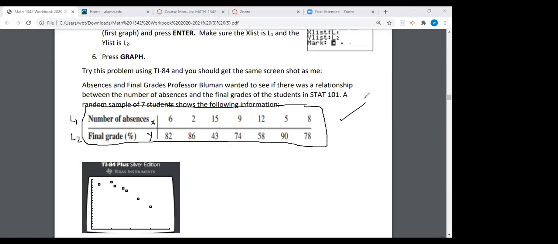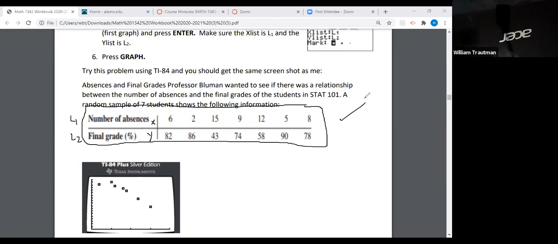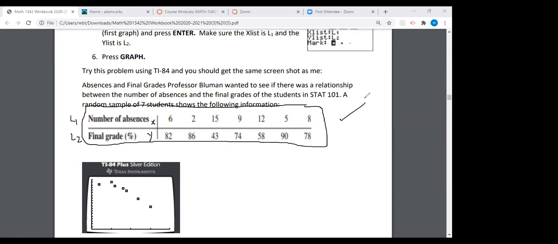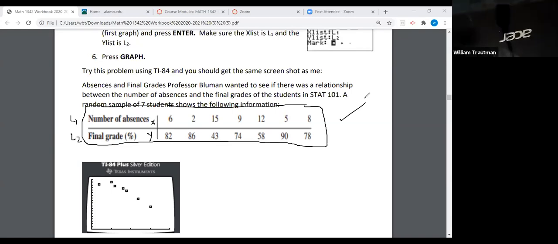Sir, after we clear the list, do we go to stat plot 1? Well, after you clear the list, then just go to stat number 1, edit. Yeah, and then type in the data. Once you have blank L1s, L2s, then type in this data: 6, 2, 15, 9, 12, 5, and 8. So there should be 7 pieces of data, yes. And then in L2 is the bottom list.